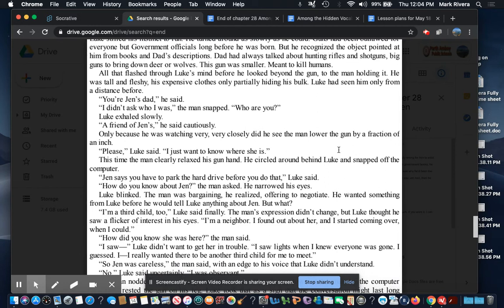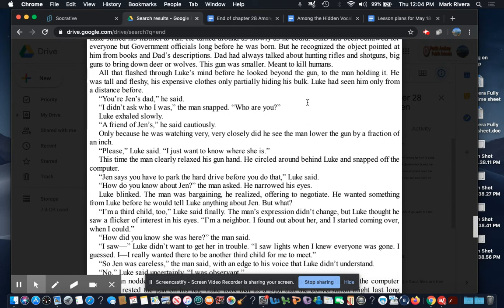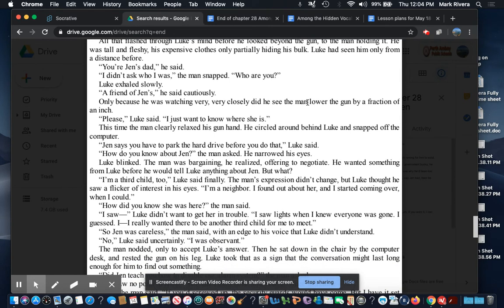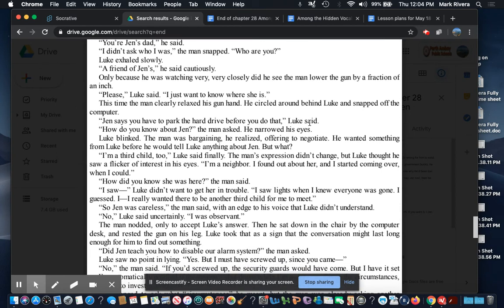All that flashed through Luke's mind before he looked beyond the gun to the man holding it. He was tall and fleshy, his expensive clothes only partially hiding his bulk. Luke had seen him only from a distance before. "You're Jen's dad," he said. "I didn't ask who I was," the man snapped. "Who are you?"